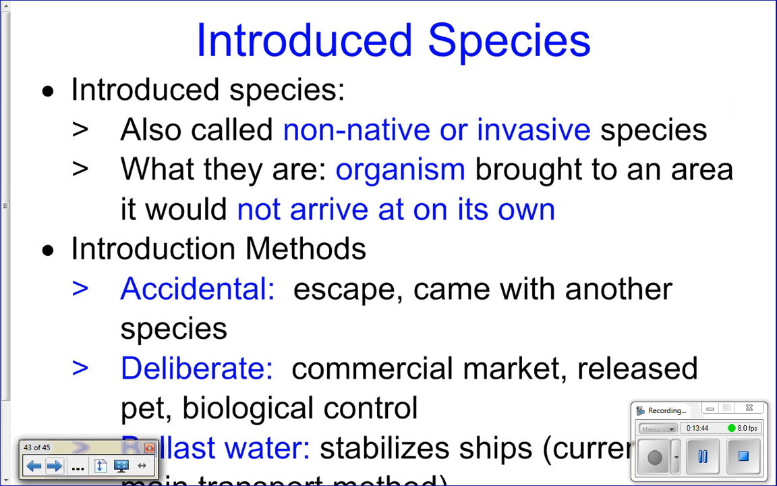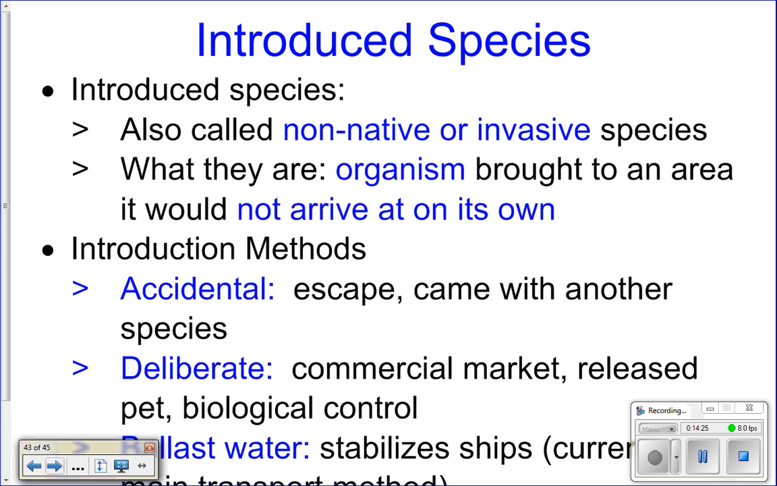Another threat to estuaries would be introduced species. So these are animals or plants that come into an estuary that are not native to that estuary. They're also called non-native or invasive species or introduced species. So basically, they're animals or plants that get brought to an area where they would not have been introduced on their own. So they get introduced some way, but they wouldn't have made it there on their own. The way that they actually get introduced into estuaries would be accidentally.